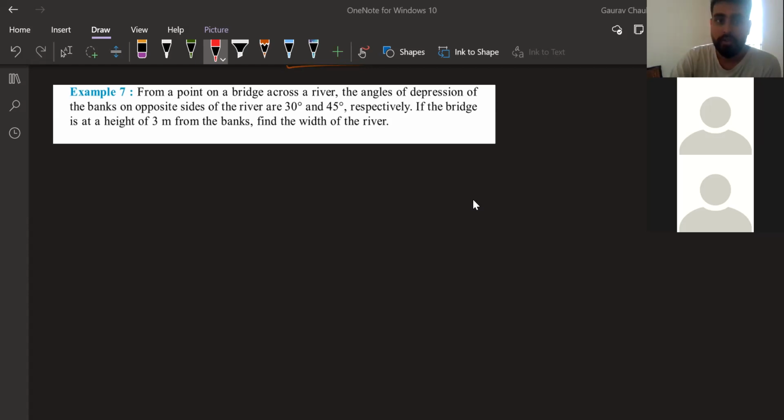So from a point on a bridge across the river. There is a bridge, there is a river. I want you to imagine that in your head. Is the bridge on top of the river or below the river, Dilruba? Where would a bridge be? It would be on the top of the river. The water level will be much below, right?